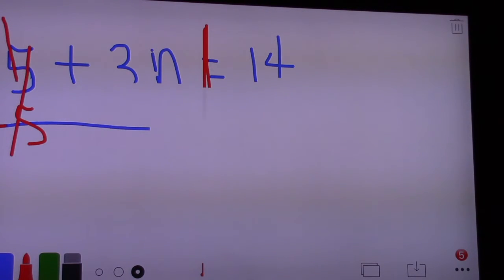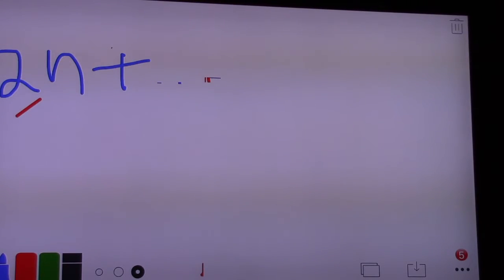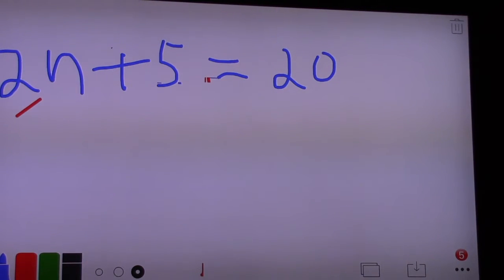Let's look at another one, and this time let's put the variable and coefficient first. So in this example, I'm going to have 2n plus 5, and I'm going to have this equal 20 right there. That'll do me. 2n plus 5 equals 20.